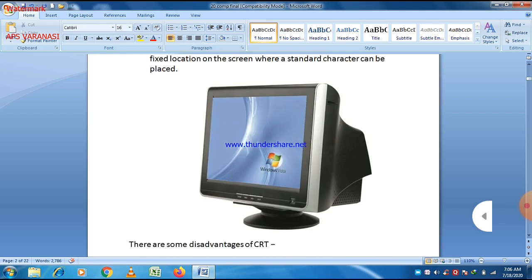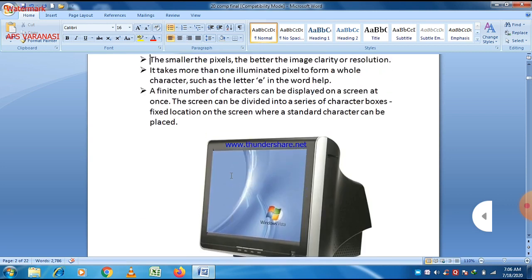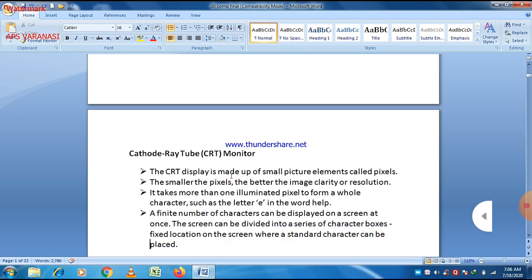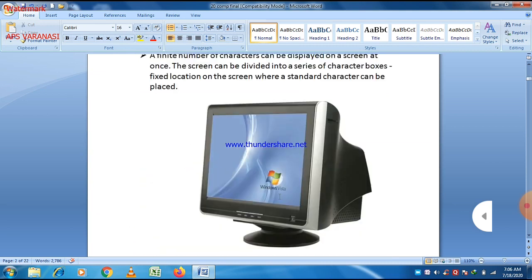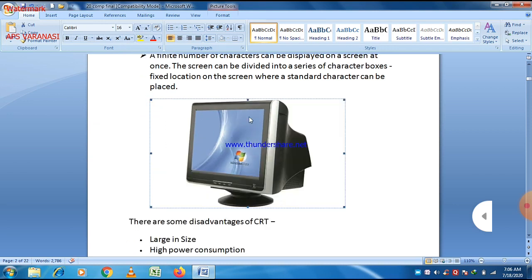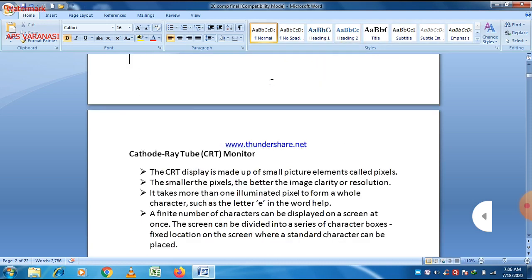But cathode ray tube monitors, CRT monitors, you can see that this is a CRT monitor, are very heavy monitors. Nowadays they are not used very much because they are heavy, they have higher power consumption, and they are larger in size also.